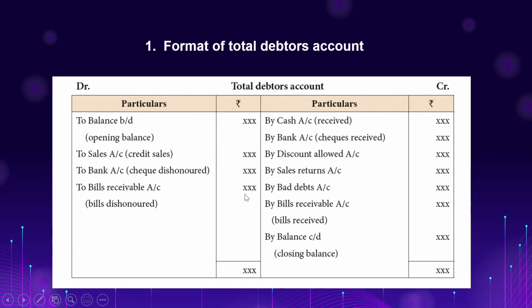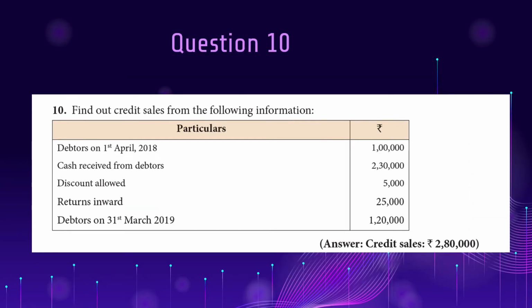Now, a few sums are very easy. See, the first sum is very easy. When you read the sum, you have to see whether any details are given regarding bills receivable. If nothing is given in the question, then there is no need to prepare bills receivable. See, in this question, find out credit sales from the following information. Here, when you read the sum, debtors on 1st April, this is opening debtors, and then cash received from debtors, discount allowed, returns inward, that is sales return, and debtors on, this is the closing debtors balance.